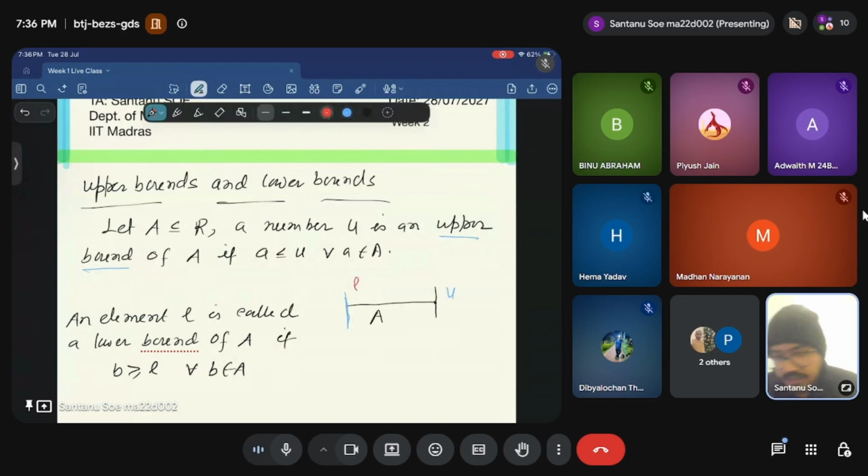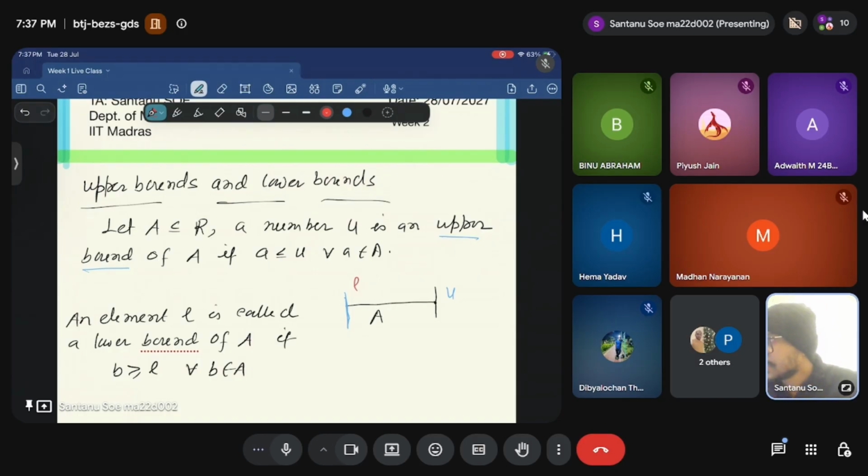So let's say it is L, then every element should be lying on the right side of that particular lower bound. So that means if L is a lower bound, all the elements in the set A should be greater than or equal to that element L. Now this greater or equal to is possible because we are working in an ordered set, correct? Because R is an ordered set, as we just described. So that's why we can talk about less than or equal to or greater than or equal to. So that's the definition of lower bounds and upper bounds.